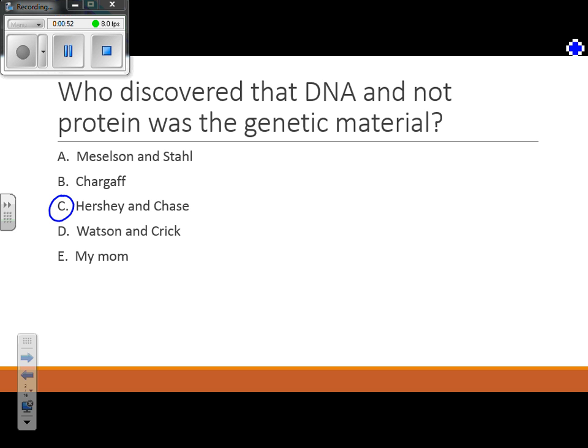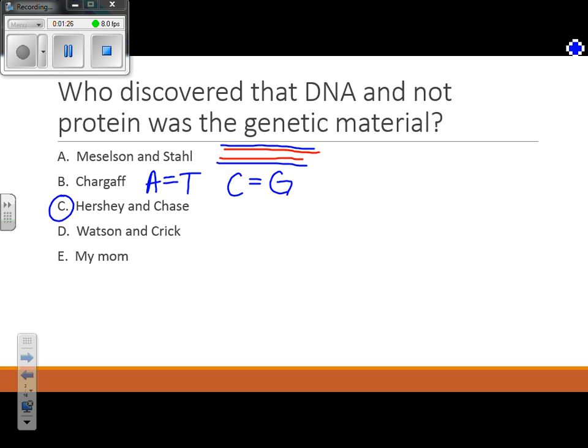Meselson and Stahl were the two that found out that DNA was replicated in what we call a semi-conservative manner, where each new DNA strand consists of an old one paired with a newly replicated one. Chargaff realized that the number of A's were equal to the number of T's, and the number of C's were equal to the number of G's.